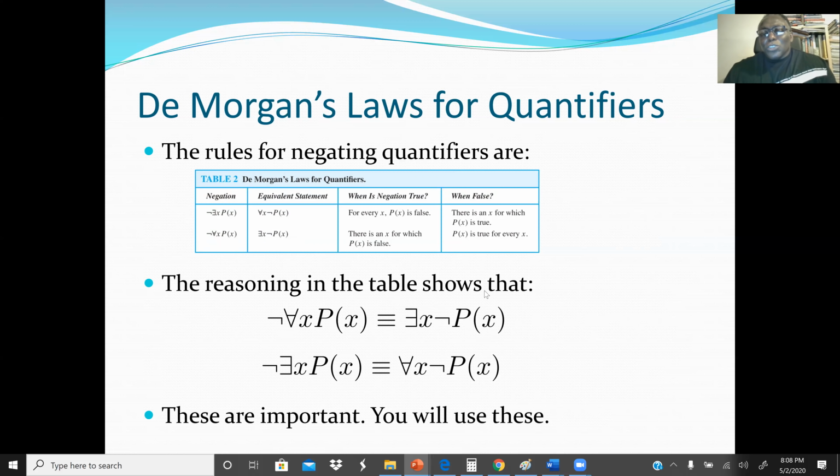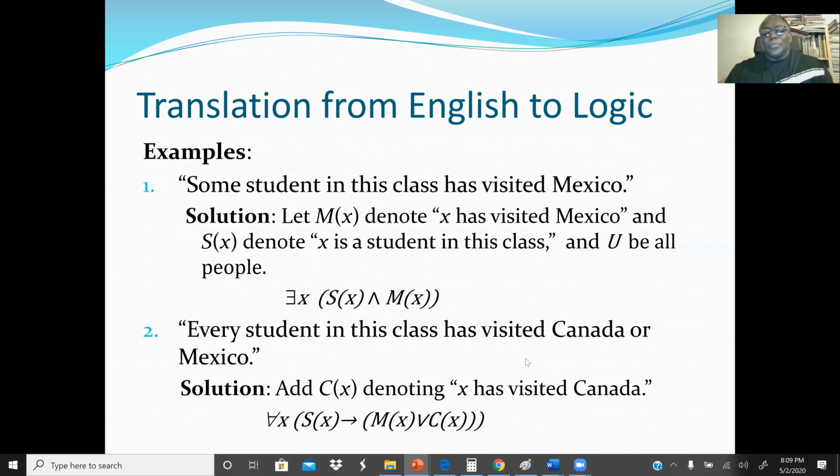So the reason this table shows that ¬∀x P(x) means ∃x ¬P(x). Or, ¬∃x P(x) means ∀x ¬P(x). This is very important, and it helps us get the whole concept that will take us to when we start to go through set concepts also.